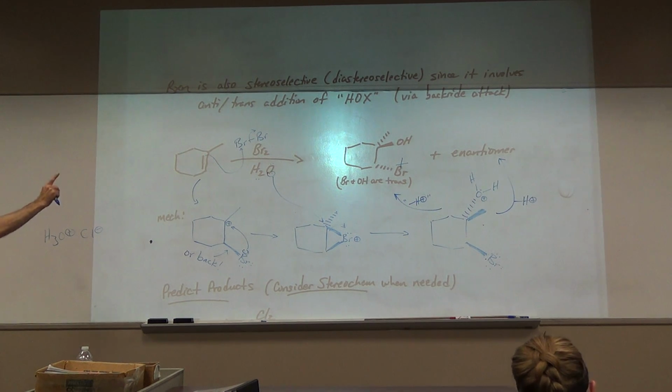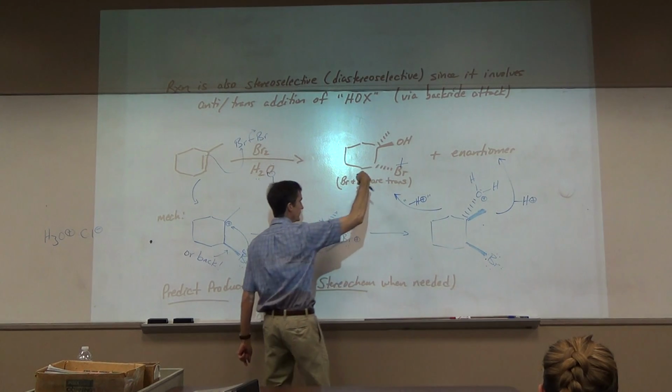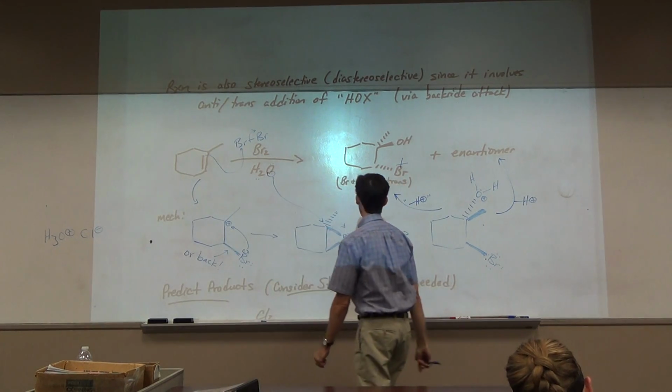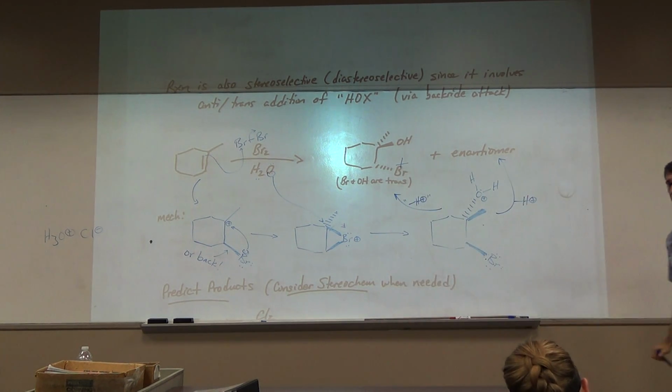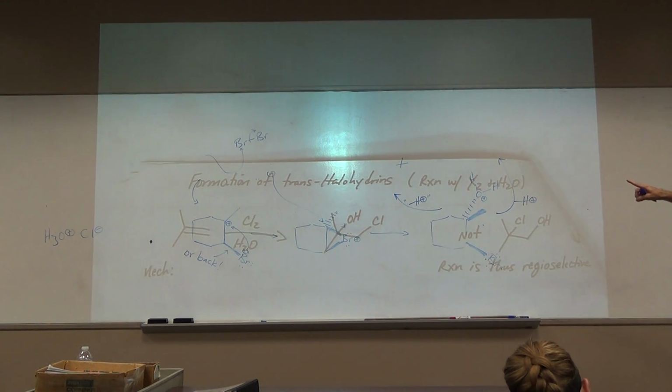So this has regiochemistry. We know the OH is going to be up here, not down here. It also has stereochemistry. The bromine and OH are always going to be trans. That's why we call it trans-halohydrin. We did call it that, right? What's at the very top? Trans-halohydrin. This reaction does not give a cis-halohydrin.